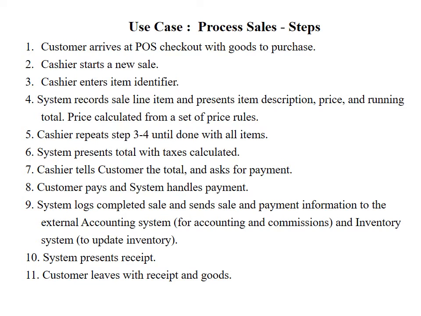You make a bill ready. I am ready to pay, and tell you, right? So what does the cashier do? He will start a new sale. The next customer means it's a new sale, right? The cashier enters items by the identifier one by one. The system records the sale line item and presents the item description, price and running total.